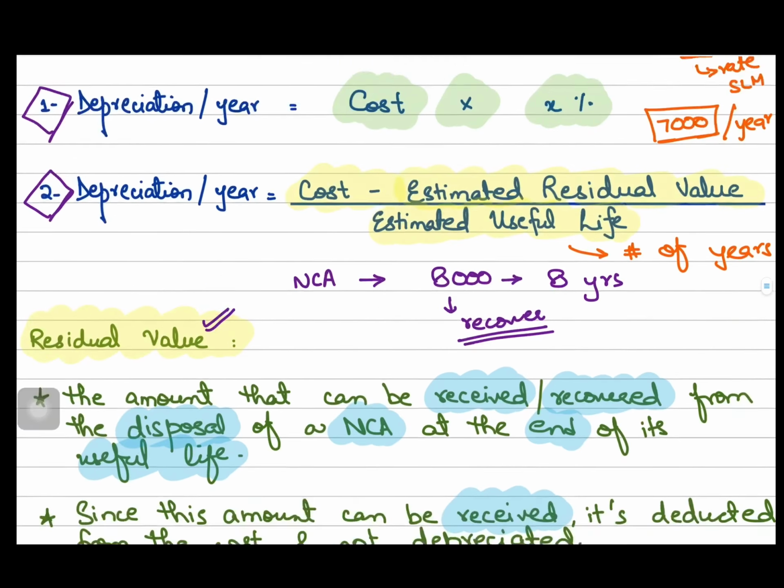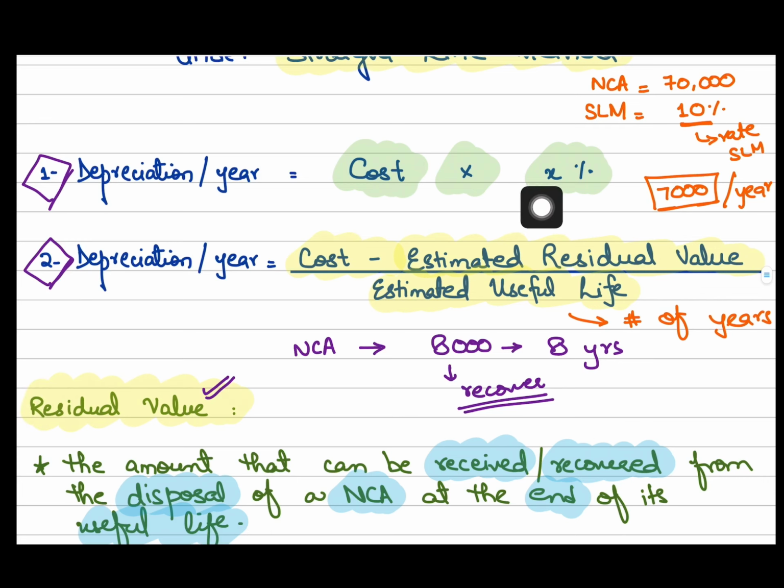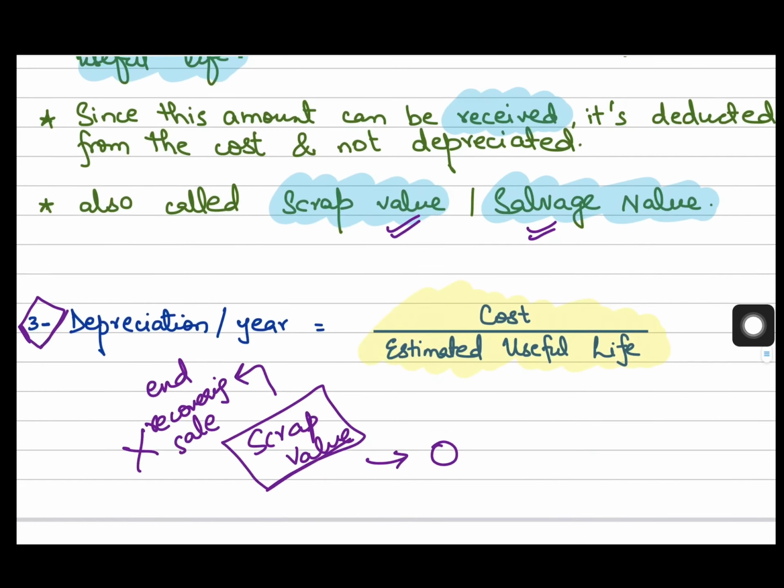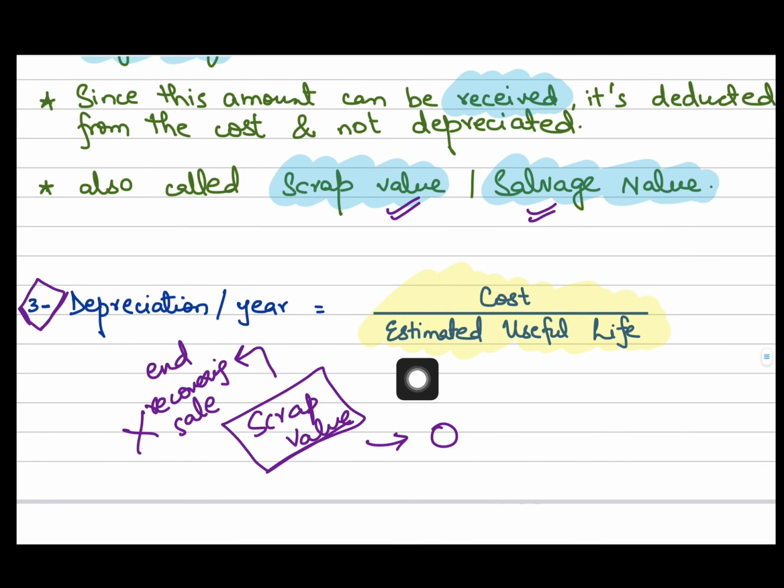Let's revise it. The first formula is cost multiplied by percentage rate given to us in the question. Second, cost less estimated scrap value divided by the estimated useful life of that non-current asset. And thirdly, if there is no residual value, then just cost divided by the estimated useful life.